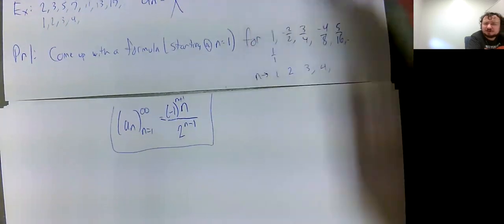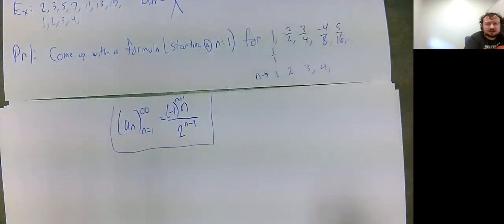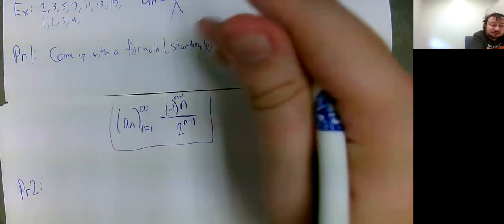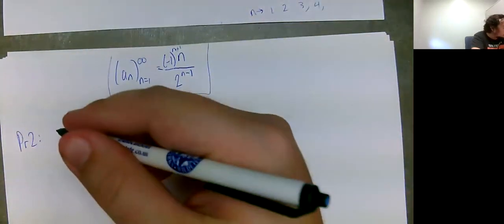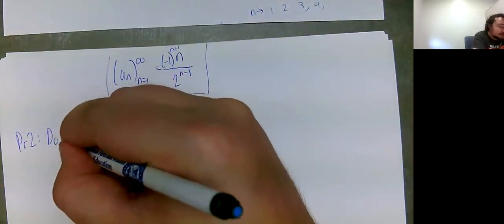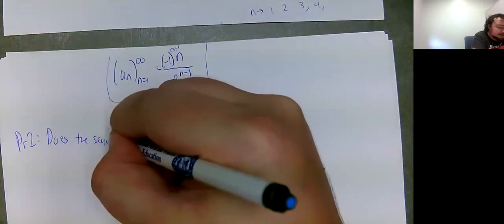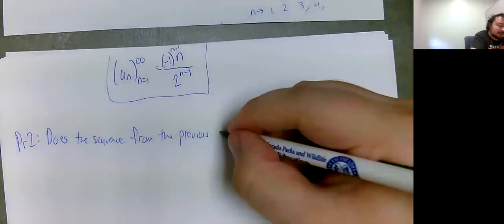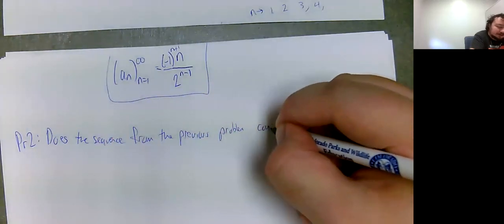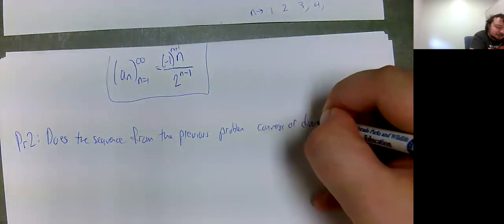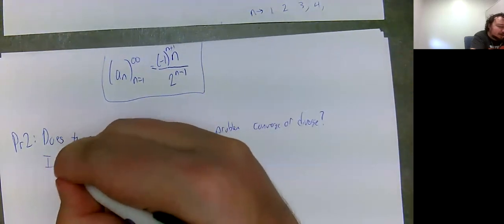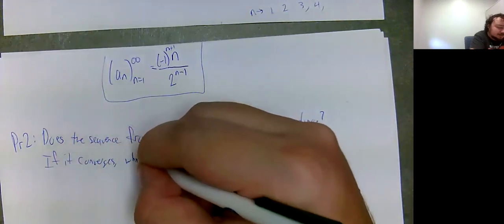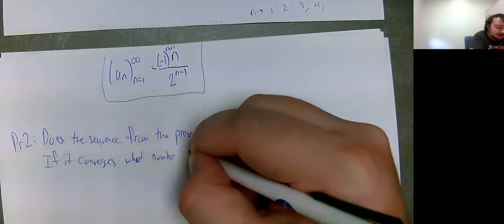Okay, now what was the whole reason why we were doing this again? Why did we need to know these formulas? Like it's fine to write out in a list, but why are we having these formulas? Well, this is going to lead to the second practice problem, which again, I guess I'll do. So does the sequence from the previous problem converge or diverge? And here's an extra part. If it converges, what number does it converge to?